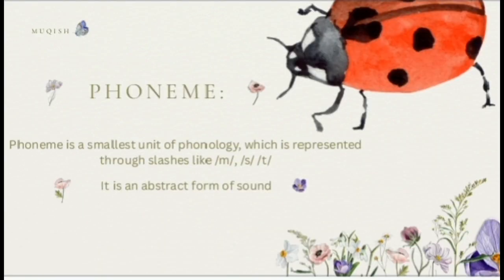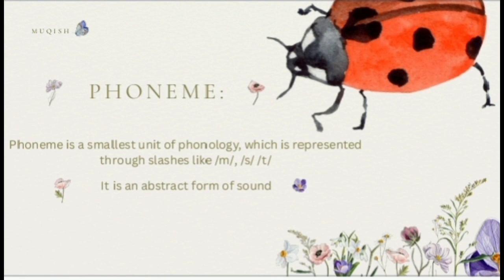Phoneme basically is the smallest unit in phonology. Phoneme is represented by slashes, and we put a small letter between the slashes, that is our phoneme. That is the representation of a phoneme. Like we have /m/, /s/, and /t/. So these all are phonemes. How can we know that these are phonemes? Through the slashes. Because we have phones as well, and phones are different from phonemes.